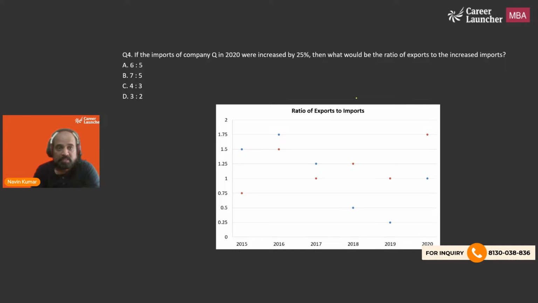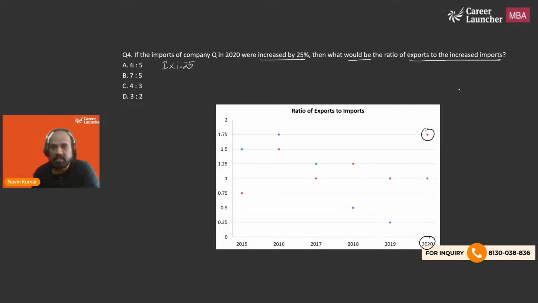Okay, 4. If the imports of company Q in 2020 were increased by 25%, so we are looking at 2020, we are looking at this particular year, and whatever was the import here, let's call it as I, it was increased by 25%, which means if you write this as 1.25, then what would be the ratio of exports to the increased imports? So we are looking at company Q, which is going to be our orange, right?